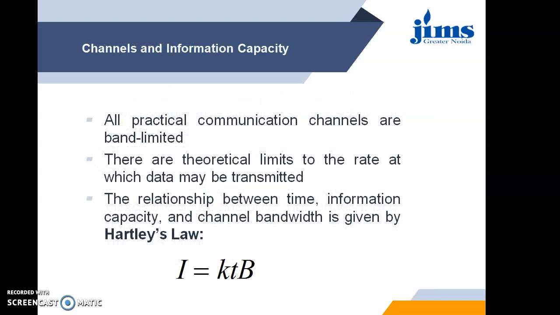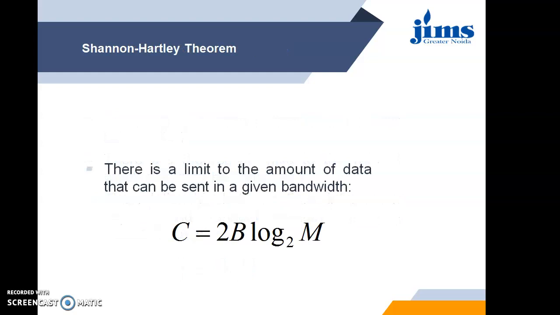Now the information capacity or the channel capacity. The Hartley capacity theorem: I equals KTB, where K is the Boltzmann constant, T is the temperature in Kelvin, and B is the bandwidth. This is given as the practical communication band limit. There is a limit to the amount of data that can be transmitted over a given channel, which is given by the Shannon-Hartley channel capacity theorem. It is given as C equals 2B log base 2 M, where M is the number of discrete levels.